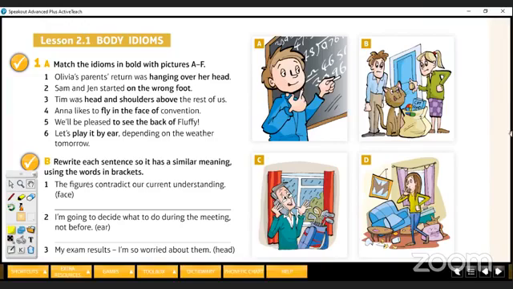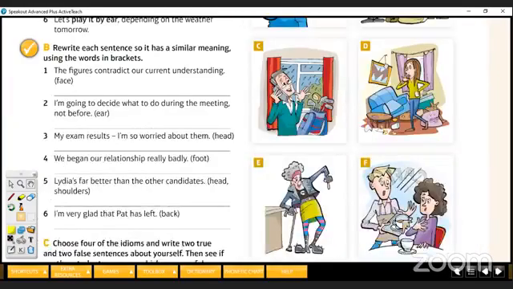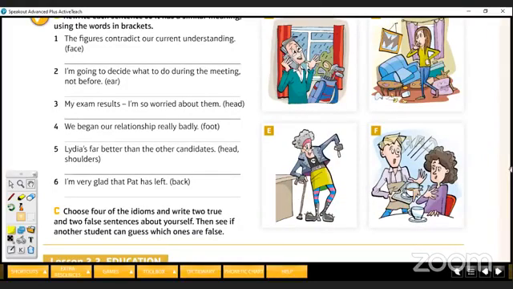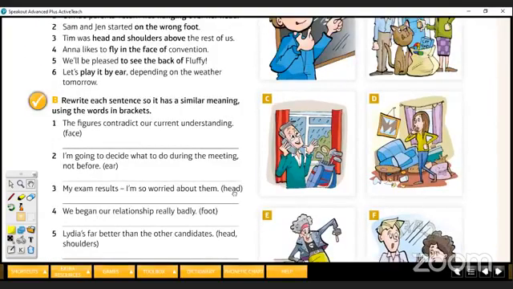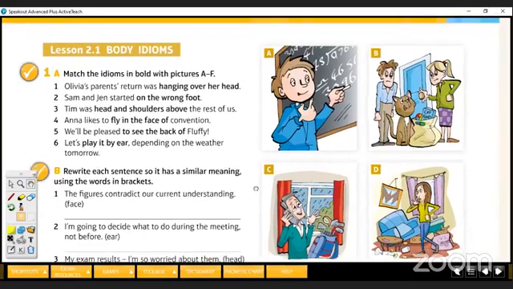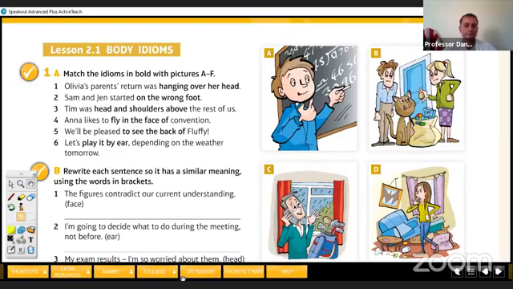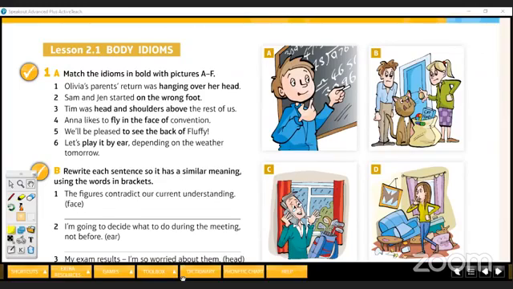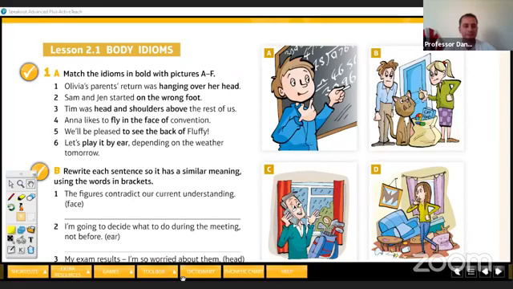Can you scroll down? Yep. Body idioms. Come on, guys, you can do it. Me and Fatma tried. It's the others' turn. Okay, come on, guys, what do you think? You can use the chat section or raise your hand.